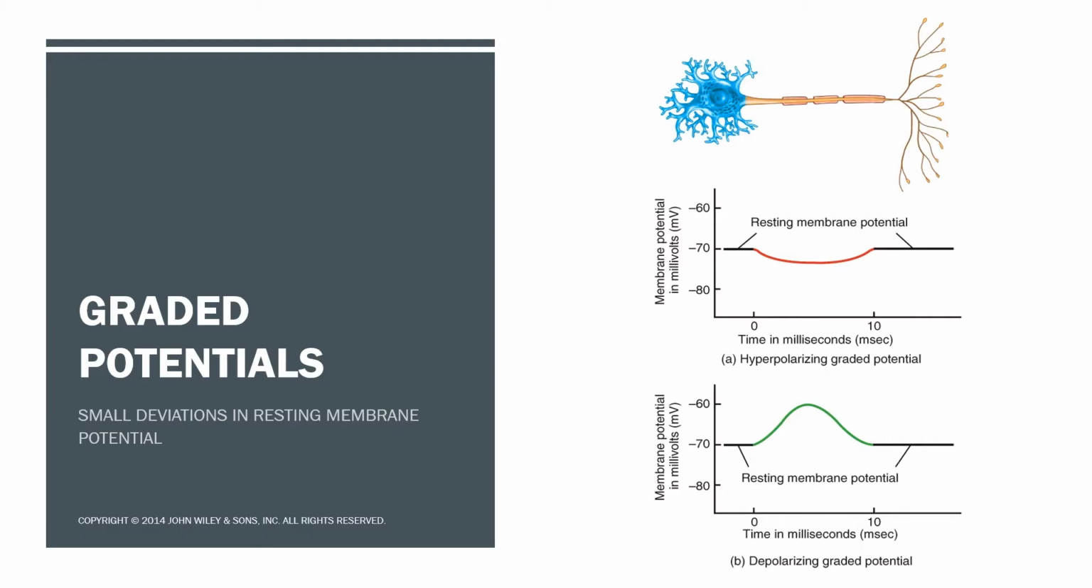A graded potential is a small deviation from the resting membrane potential that makes the membrane either more polarized, which makes the inside more negative, or less polarized, making the inside of the cell less negative. So polarized, we're going to make the inside of the cell more negative.